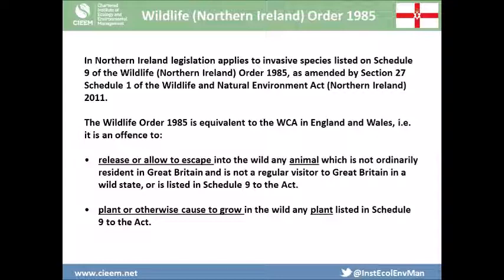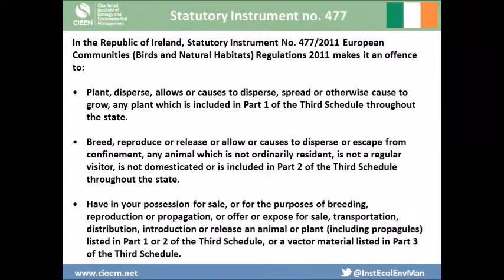In Northern Ireland, the matter is basically the same as in England and Wales. You have the Wildlife Orders 1985 that are pretty much analogous to the Wildlife and Countryside Act. And in the same way, you can't release or allow to escape any animal into the wild that's not ordinarily resident or is listed on Schedule 9. And you can't plant or otherwise cause to grow in the wild any plant listed on Schedule 9 of the Act. So it's pretty much the same as England and Wales.